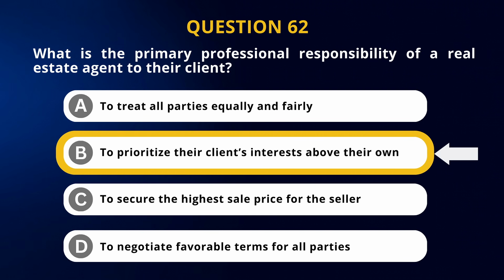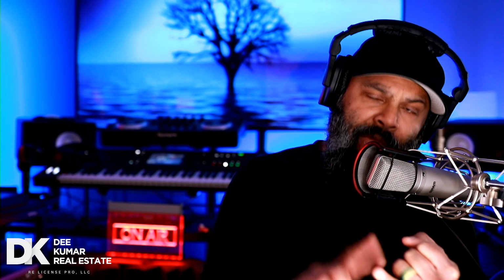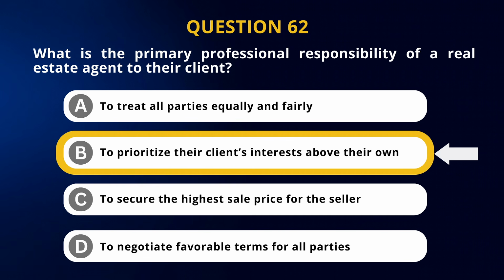So the primary professional responsibility of a real estate agent to their client is to put the client's interest above all others. And we use a phrase called fiduciary responsibility. A fiduciary responsibility means that you owe care, obedience, loyalty, disclosure, accounting, and confidentiality to the client, also known as the principal, okay? And treating all parties equally and fairly could fall under the logic of how we treat a customer. And securing the highest possible sales price, well, that isn't necessarily the number one prime responsibility, or to negotiate favorable terms for all parties. No, we're trying to negotiate favorable terms for our client.